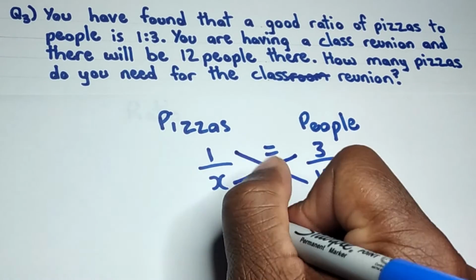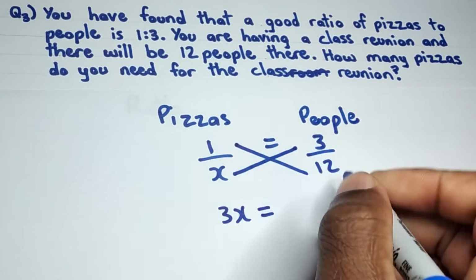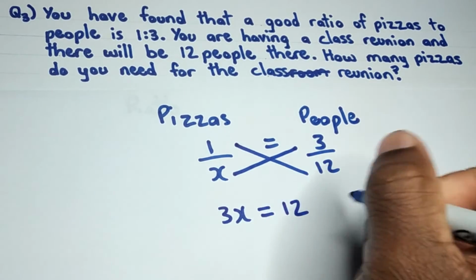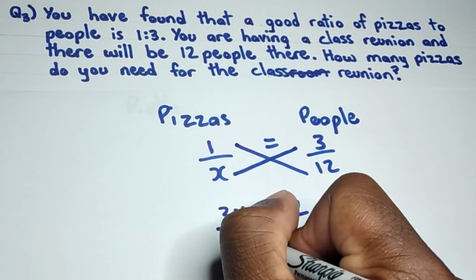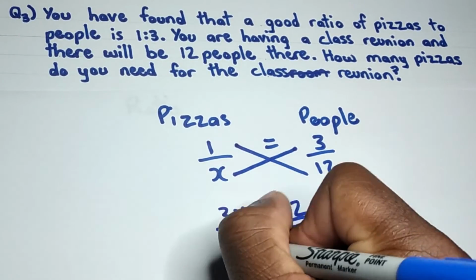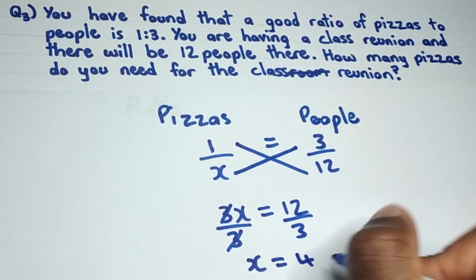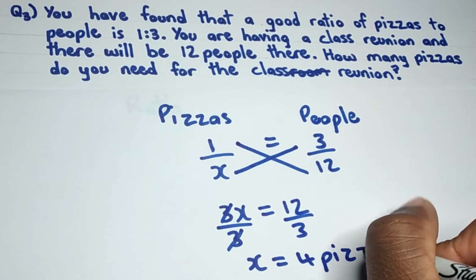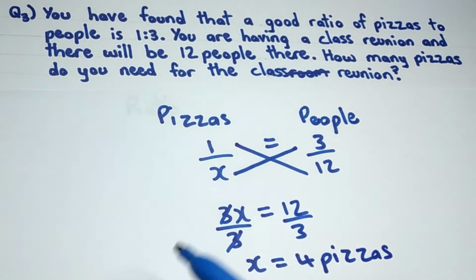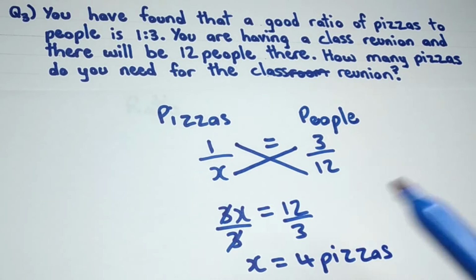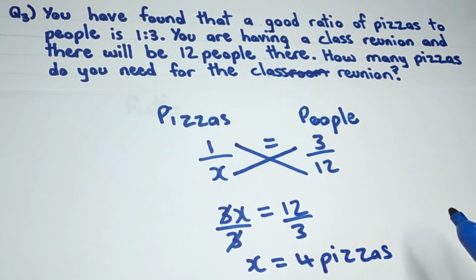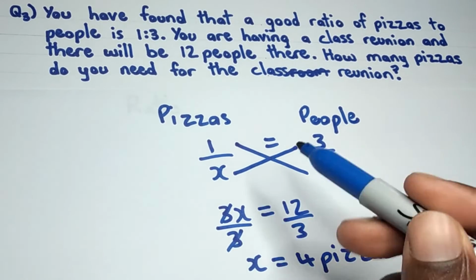So 3 times x gives us 3x, which is equal to 12 times 1, which is 12. Next, we simply divide both sides by 3. So 3 will cancel 3 here, and x will be equal to 4 pizzas. And as always, you can write a statement for this: therefore, 4 pizzas will be required for the 12 people that will attend the class reunion, if you so choose, just to give clarity to what you would have done.